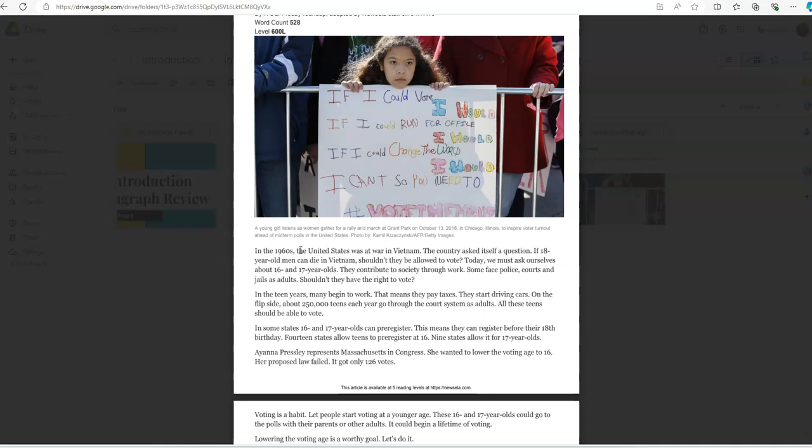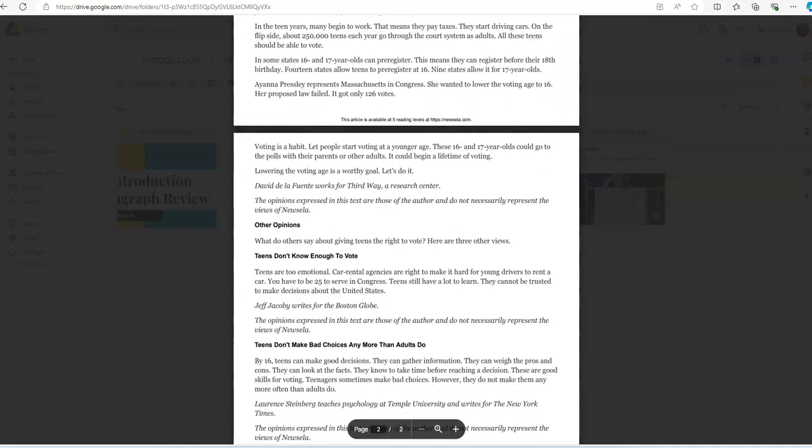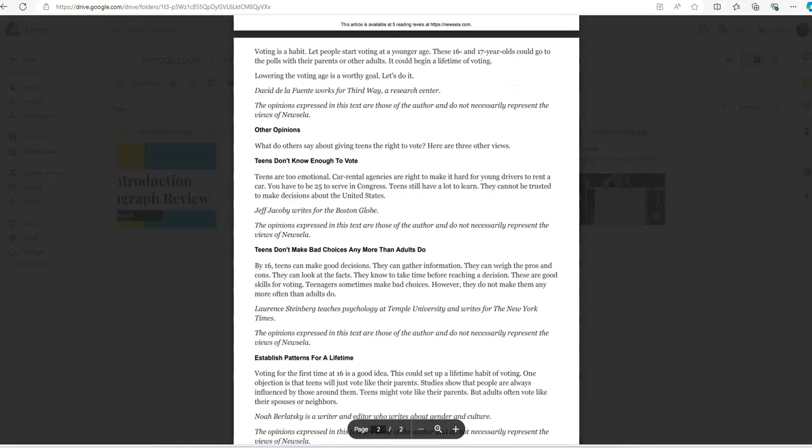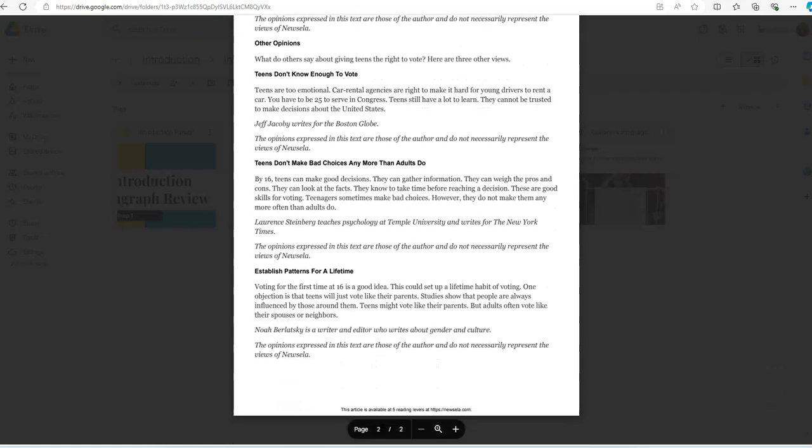Anya Presley represents Massachusetts in Congress. She wanted to lower the voting age to 16. Her proposed law failed. It only got 126 votes. Voting is a habit. Let people start voting at a younger age. These 16 and 17-year-olds could go to the polls with their parents or other adults. It could begin a lifetime of voting. Lowering the voting age is a worthy goal. Let's do it. David D. La Fuente works for Third Way, a research center. The opinions expressed in this text are those of the author and do not necessarily represent the views of News ELA. Other opinions. What do others say about giving teens the right to vote?